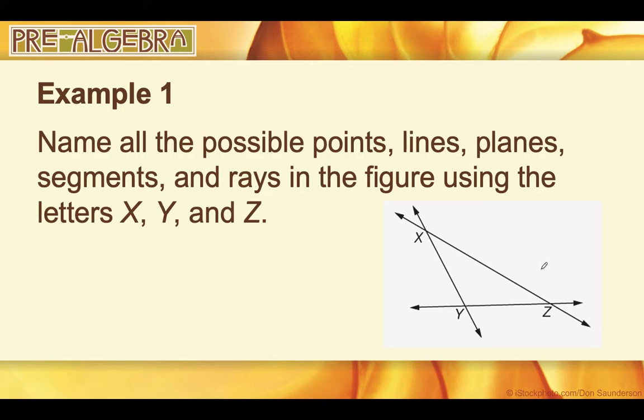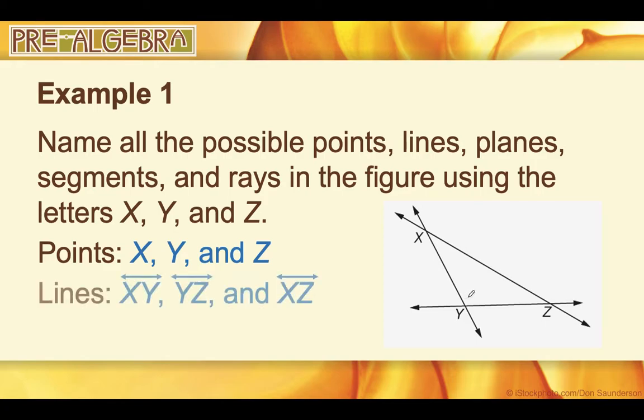All right, name all the possible points, lines, planes, segments, etc. in this figure. So let's talk about the points. First of all, I've got 3 points, X, Y, and Z. Now, there are an infinite number of points on all of these lines here, but the points that they've listed are X, Y, and Z. Lines, I've got line XY, and like I said earlier, you could say line YX.